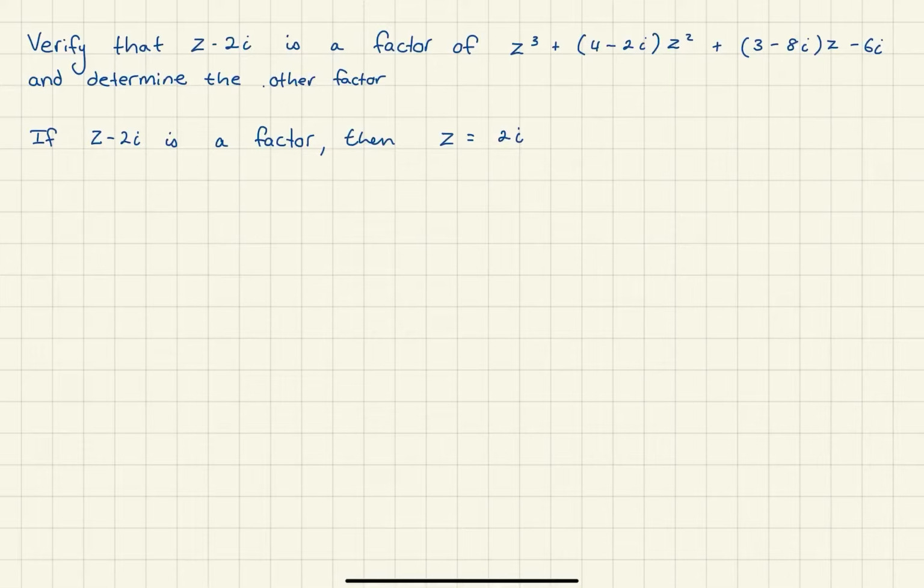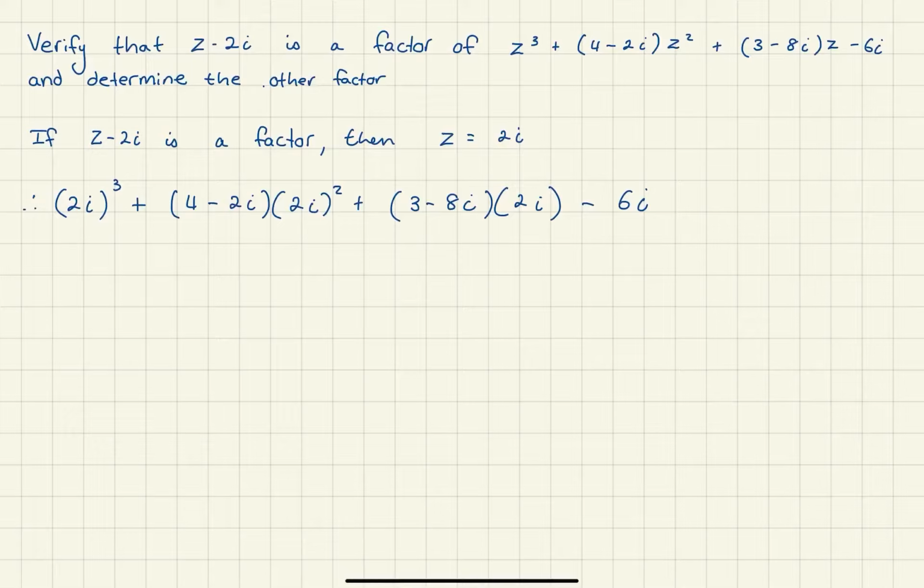So let's go and substitute in wherever we see a z, we are going to put a 2i in its place. So we say therefore, instead of writing z cubed, we're going to say 2i in brackets cubed, so that cubed applies to the 2 as well, plus 4 take 2i times z squared, which is 2i squared, plus 3 take 8i times 2i minus 6i.